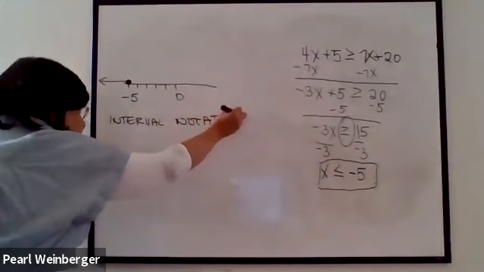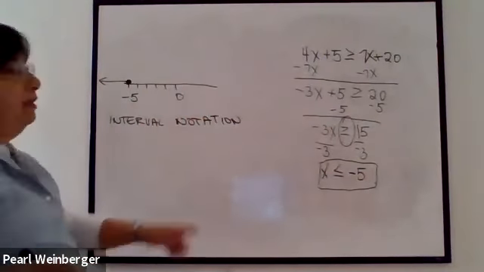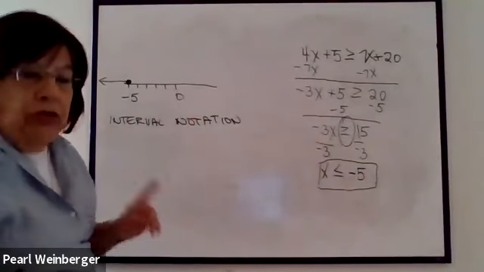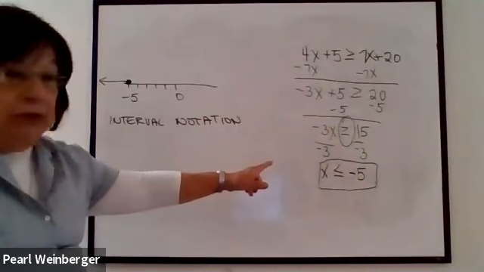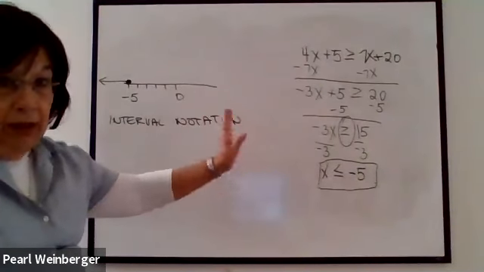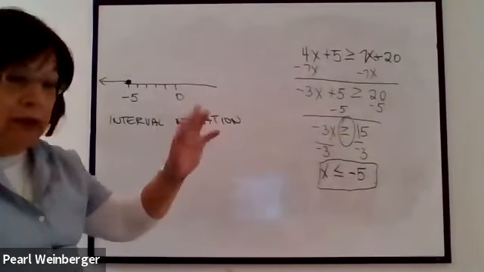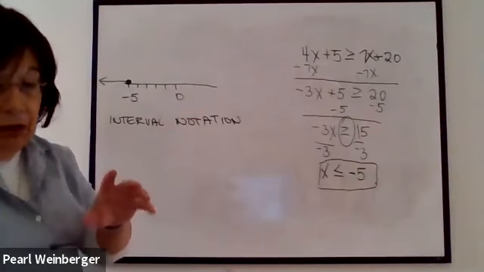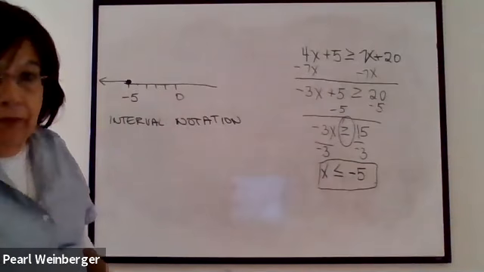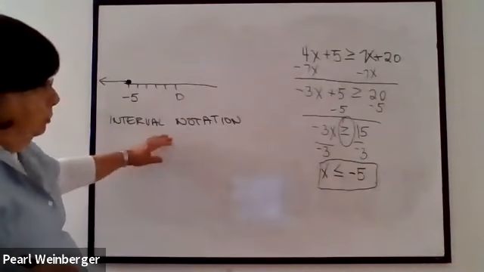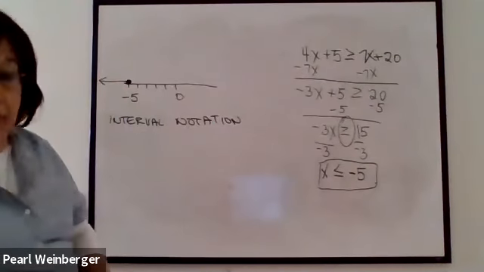It's a third way of indicating a solution to an inequality. As we said, one way is just to write the inequality: x greater than, less than, whatever it is, the number. The other way is to draw it on the number line. This third way is what we call interval notation.